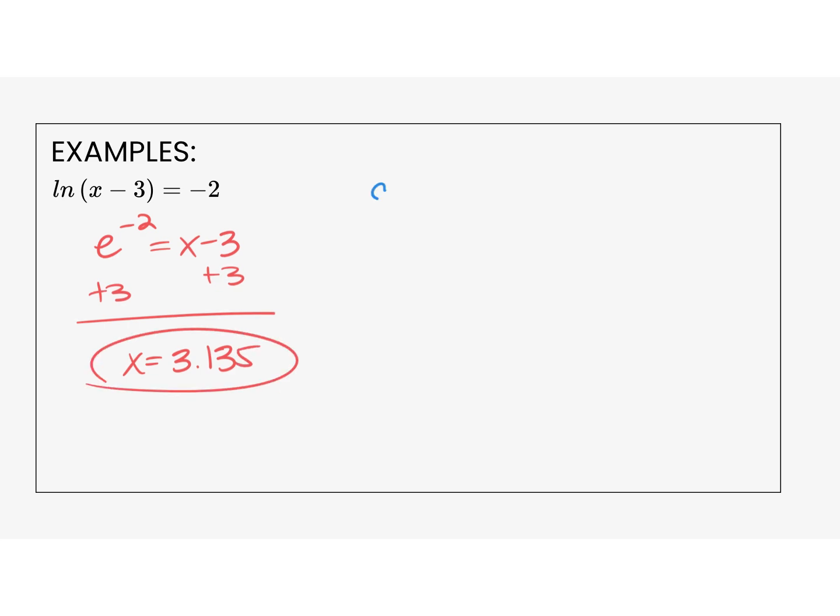Okay, now we just have to check our answer again. What we're checking for is something that doesn't make sense. And when I say that, I can't put a negative into that log, or something where it wouldn't evaluate in any way that would make sense. So when I do this check, I get the natural log of 3.135 minus 3 equals negative 2. So I get negative 2, if I would evaluate that, equals negative 2. Okay, so that one works as well.